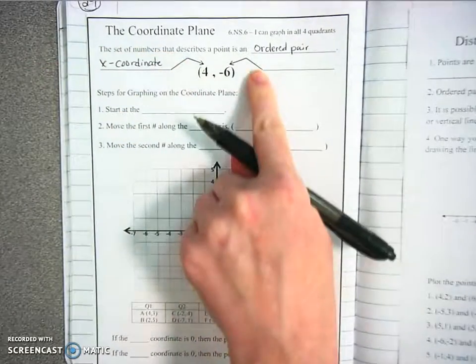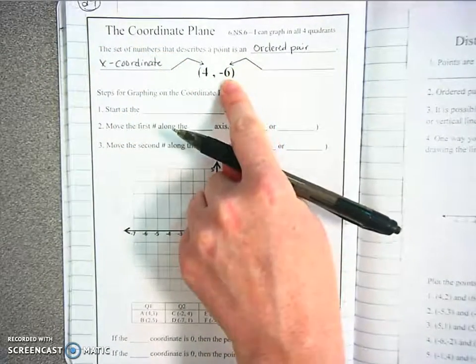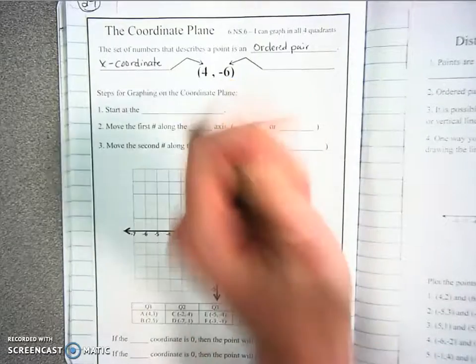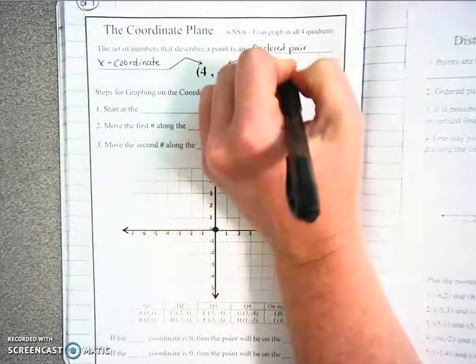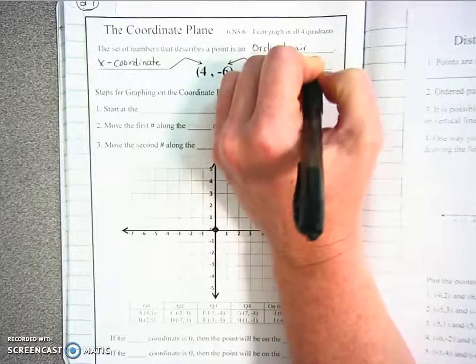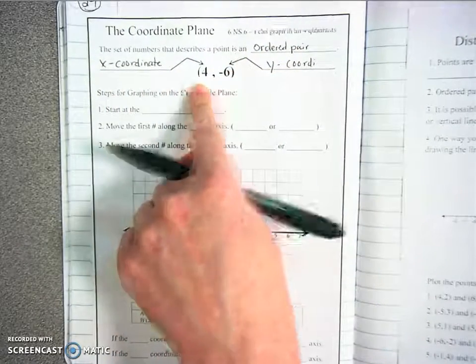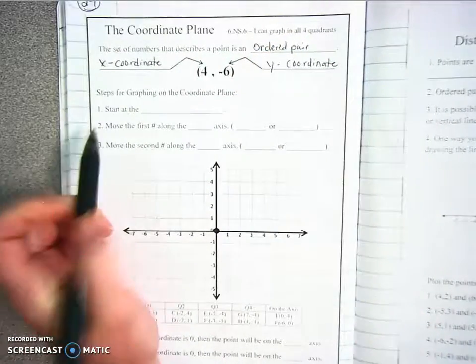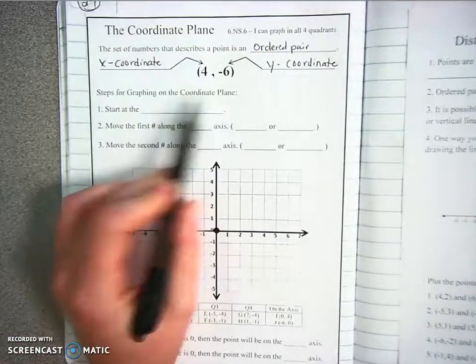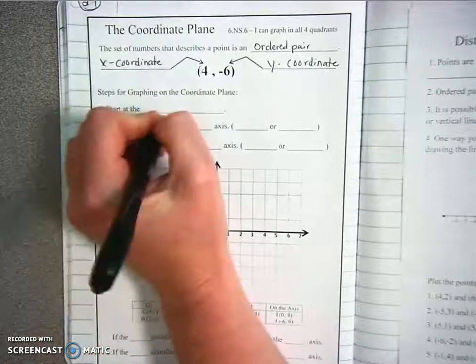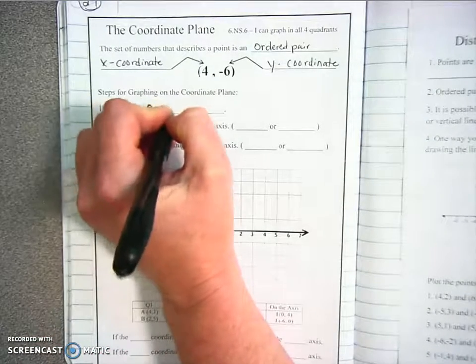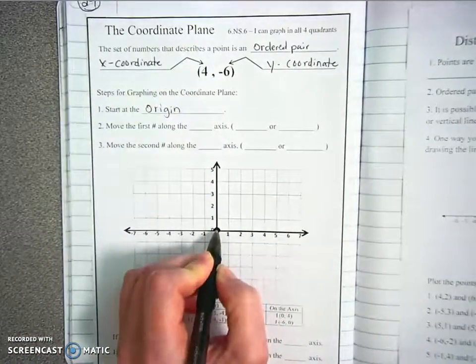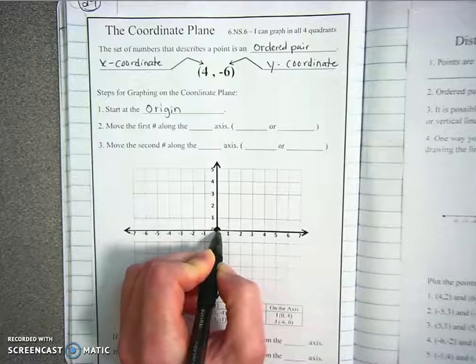And then you see the arrow pointing to the second integer, which is -6, and that's my y coordinate. So just like the alphabet, you put the x coordinate first and then the y. Steps for graphing on the coordinate plane. You always start at the origin. So always start here at the origin, 0, 0.